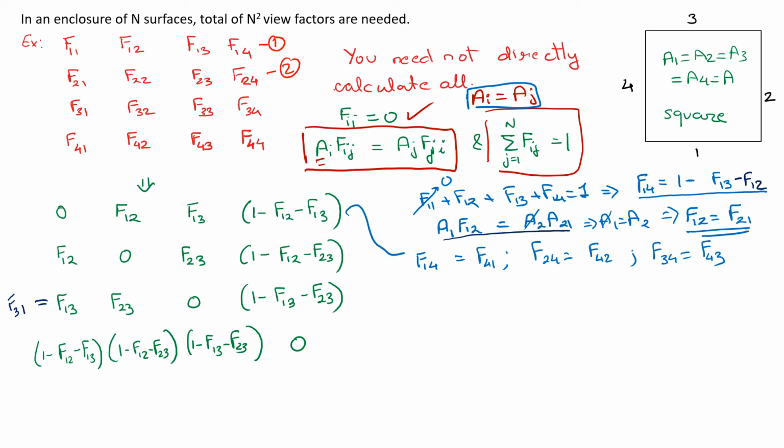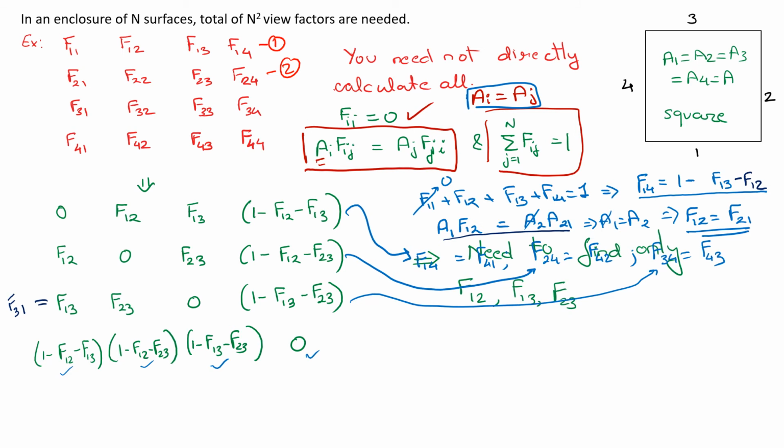So f14 is this term right here, f23 is this term right here, and f34 is this term right here. So I have replaced them in the last set of equations, and your f44 will be 0. Okay, so what this means is that instead of calculating 4 into 4, 16 view factors, now we just have to calculate f12, f13, and f23, and we can find the remaining view factors just by the other relations that we have.